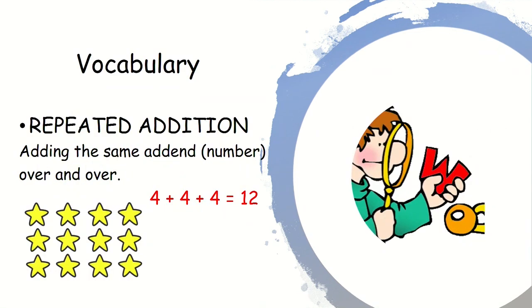We're now going to look at our math vocabulary for this standard. The first one is repeated addition. That is adding the same addend, or number, over and over. In this example, you see 4 plus 4 plus 4 is equal to 12.